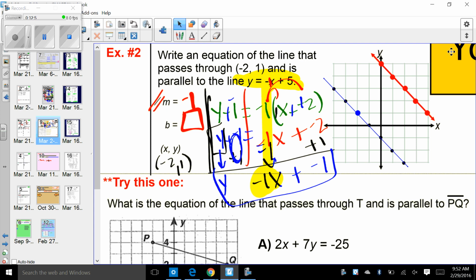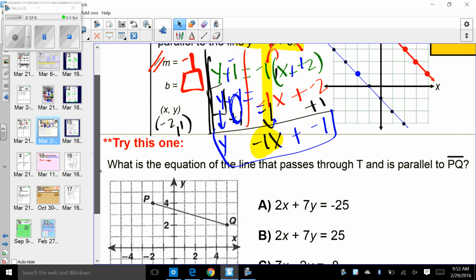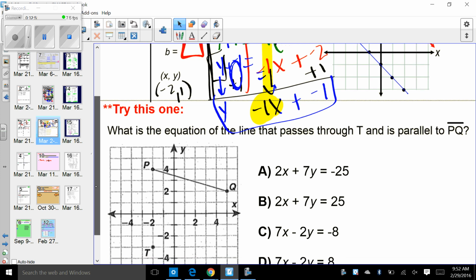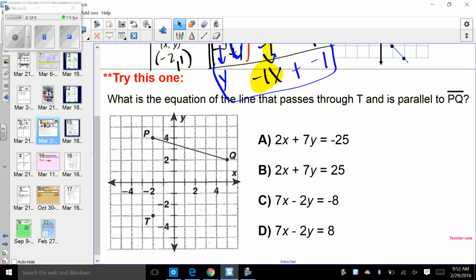Okay, guys. So moving on to the last question. Try this last question. This one's going to probably take us a little bit of time to solve. What is the equation of the line that passes through T and is parallel to PQ? So here is the point T down here. It looks like point T is located at (-2, -3).